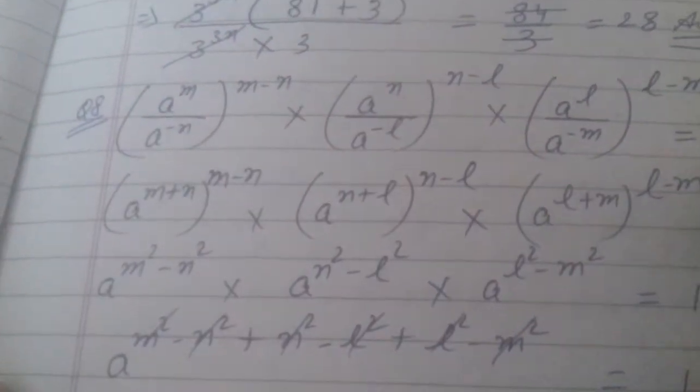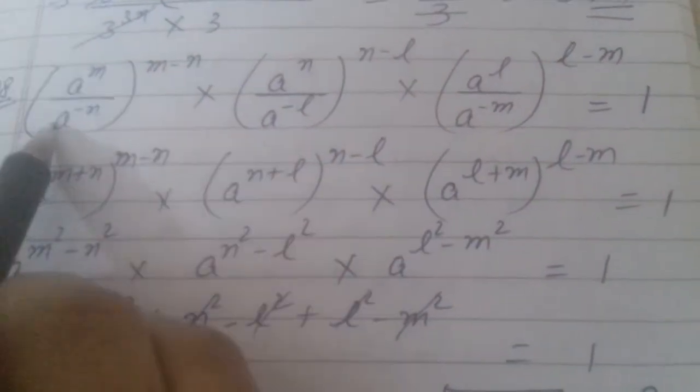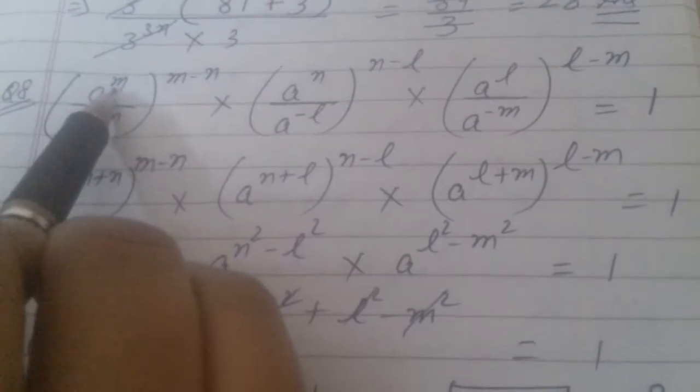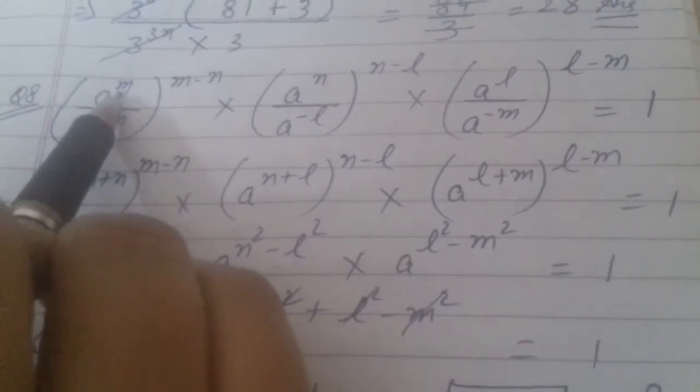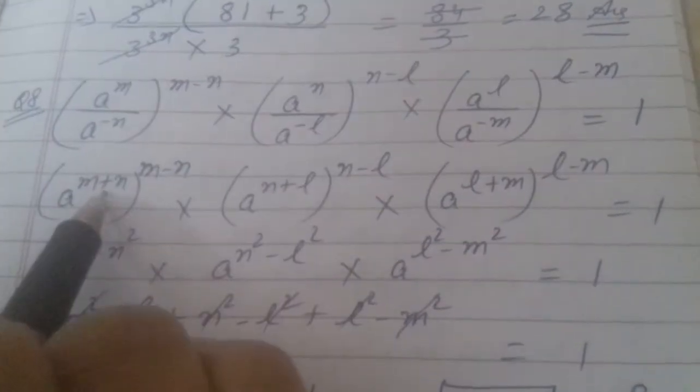Very important question children. You are asked to prove that this term is equal to 1. Now look here, same bases, they divide each other and the power will subtract. So how will we write it? A power m minus minus n. So minus minus will make it plus.